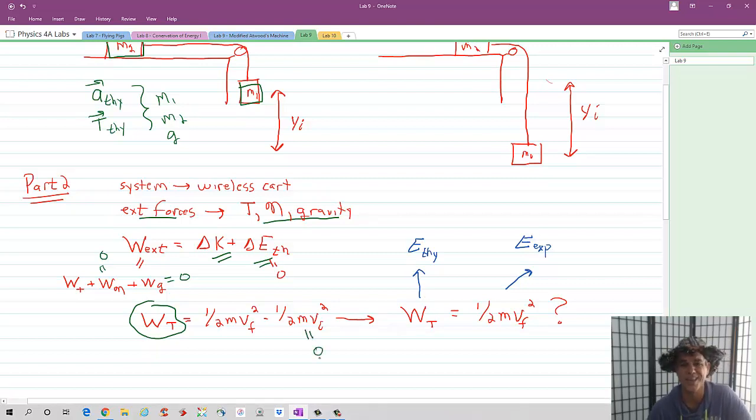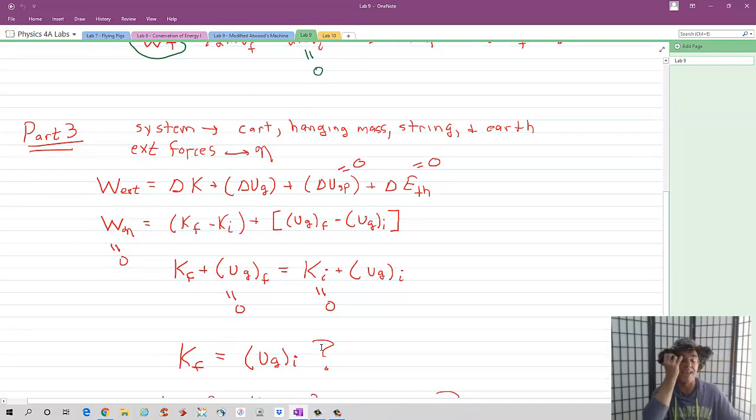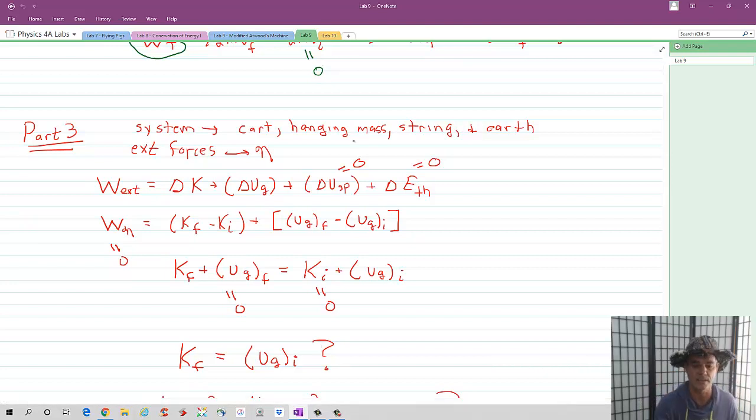So what you're looking at is, does the work done by tension, which we're calling our theoretical energy, compare to the total energy of the moving wireless cart? And the only form of energy that's changing in this case is kinetic energy, 1/2 m v final squared. And then part 3, looking at the exact same 10 trials, but now we're analyzing it looking at our system as the cart, hanging mass, string, and earth.